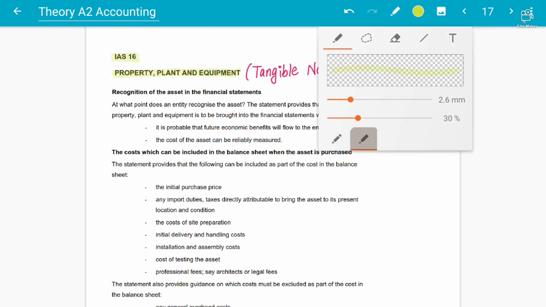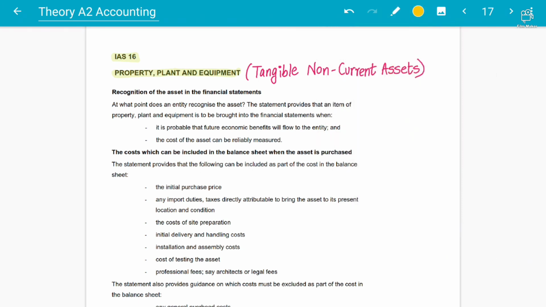The first thing is when you recognize the asset in the financial statements. It is basically when the cost of the asset can be reliably measured, when you can measure the cost of the asset, as well as when it is probable. Probable means that the outcome is certain that the future economic benefits will flow to the entity. These are the two main concerns, and if you can find those, you can recognize the asset.